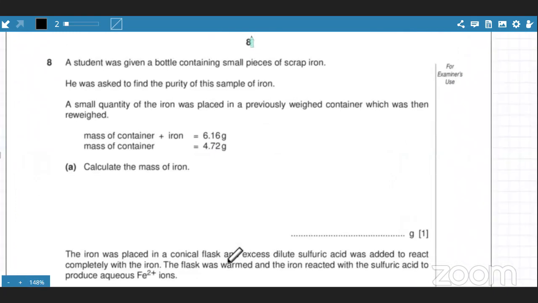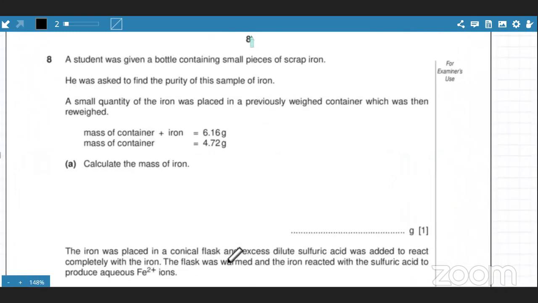Now we're going to move to this question, which is probably a moles question. And in this question, a student was given a bottle containing small pieces of scrap iron. So there is scrap iron that's present, and that iron is impure.